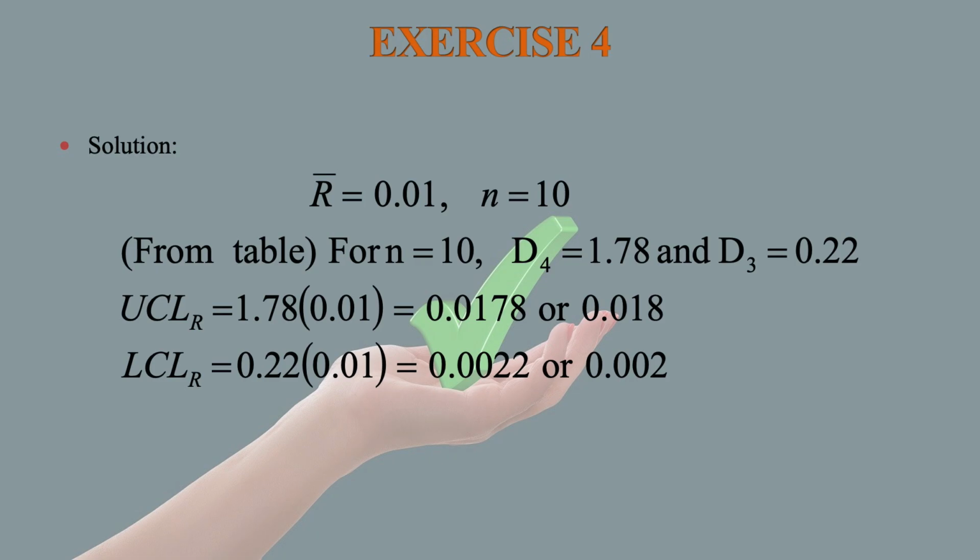So upper control limit for this case equal to 1.78 multiplied by 0.01, that is equal to 0.0178, that comes out to be 0.018 after chopping off the digits after decimal point.